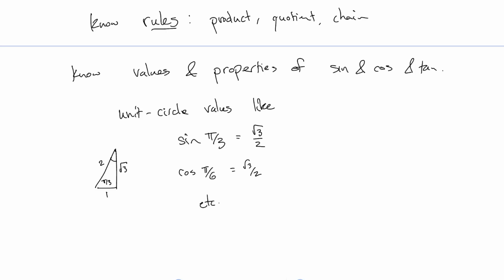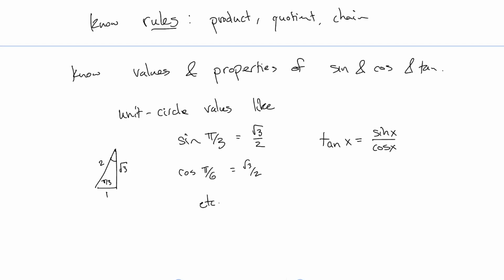You should know values for pi over 3, pi over 6, and pi over 4. That's 45 degrees. And then you should also know values for 0 and multiples of pi. So sine and cosine of things like 2 pi, pi over 2. I think you all know what I'm talking about, right? You should also know about various properties. Really, I will only ever expect you to know this.